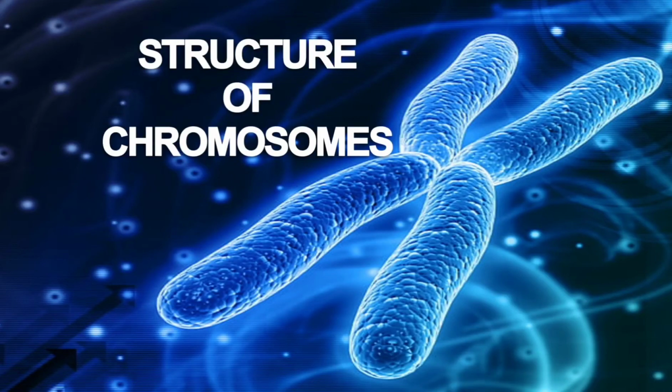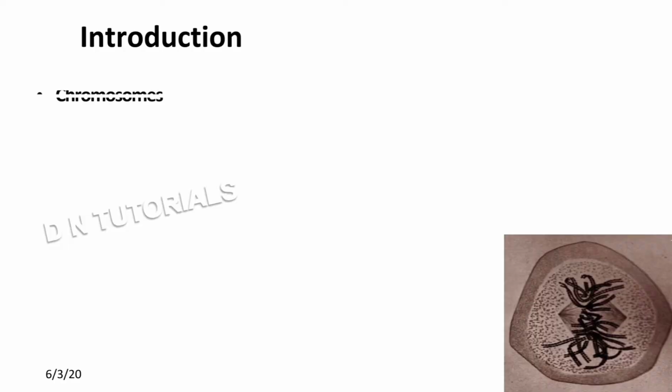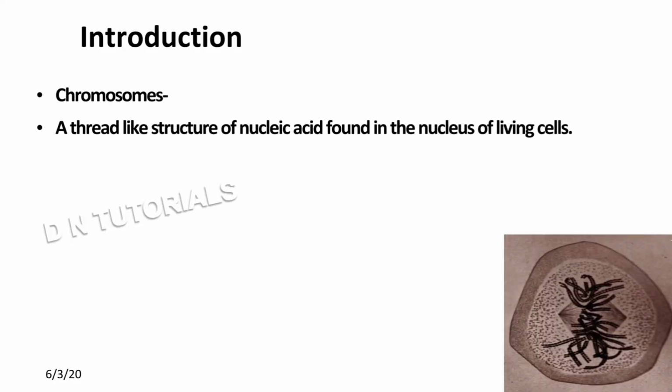Hello students, we're going to start with a new topic, structure of chromosome, and in this topic we'll be learning about the basic structure of chromosome and the DNA. Chromosome, as we all know, is a structure of nucleic acid found in the nucleus of the living cells, and they are responsible for heredity and carries genetic information.